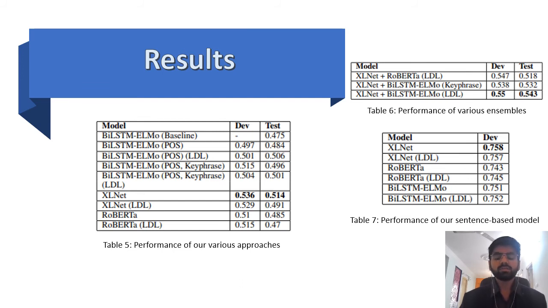Second, an ensemble of XLNet with the BiLSTM-ELMo model trained on label distributed learning proved to be our best performing model in the post-evaluation leaderboard with a score of 0.543. Additionally, we also divide the slides into individual sentences and evaluate all our approaches on the match M score where M belongs to 1, 2 and 3, because we deemed these values of M to be fit for smaller sentences. XLNet outperforms all our models with this approach too.